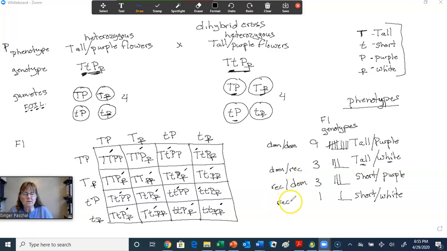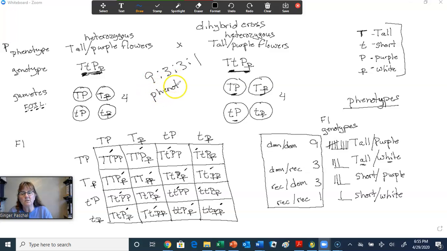Dominant and recessive, recessive. So we always get this ratio in that order. Anytime we have a dihybrid cross, anytime we cross a heterozygous, heterozygous with a heterozygous, heterozygous, we get a 9 to 3 to 3 to 1 phenotypic ratio.